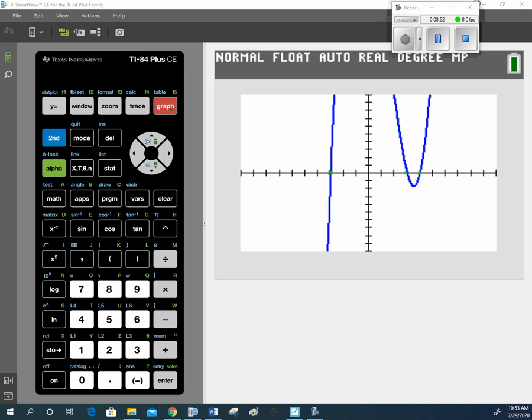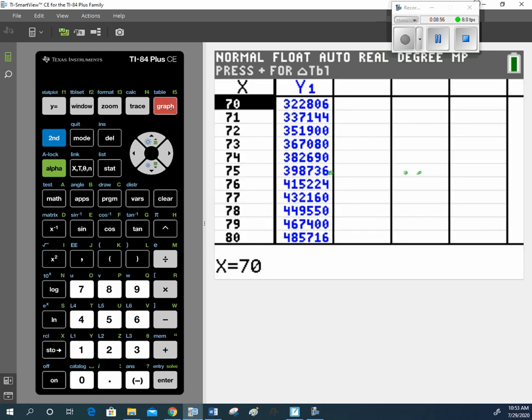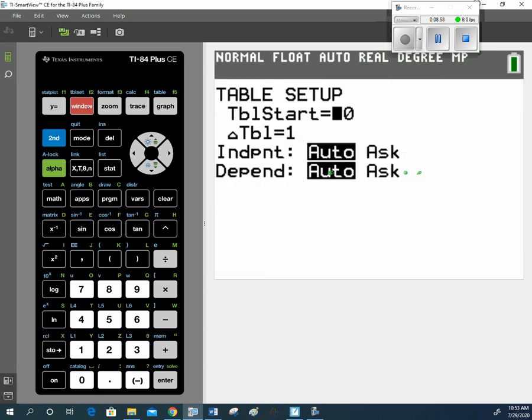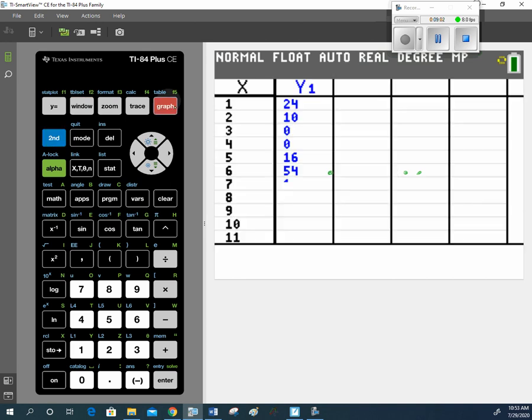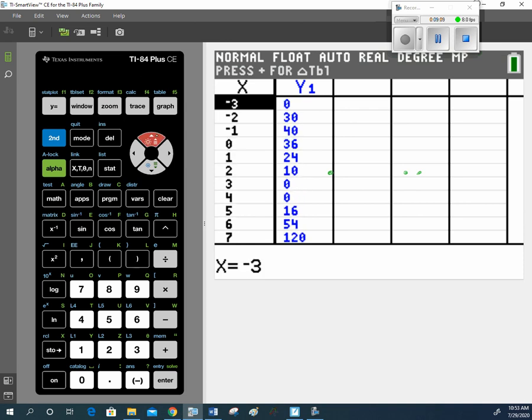So everything is matching. You could also see that in your table. So go second table. Let's go table set and put that back at a 1 so that I can see my table a little bit better. So there we go. There's our 3, 4, and we have one in the negative direction, -3. There's our 3 zeros right there. We can see them in the table as well as on the graph.